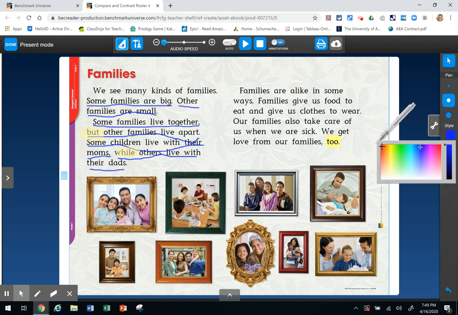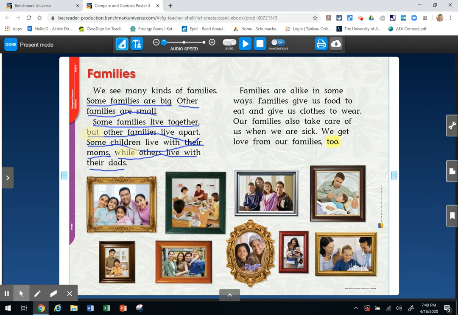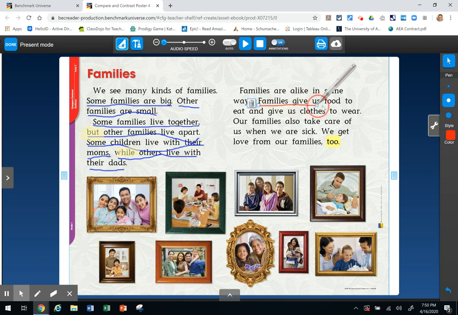Okay, so now we're going to go ahead and talk about how families are the same. And I'm going to underline the similarities in red, okay? So it says some families are alike in some ways. Families give us food to eat and give us clothes to wear. Okay, so that's a similarity. That's how families are all the same. They give us food to eat and they give you clothes to wear.